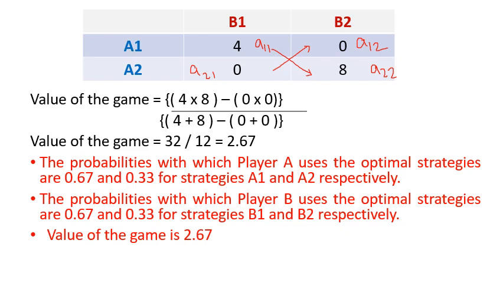So the probabilities with which player A uses the optimal strategies are 0.67 and 0.33 for strategies A1 and A2 respectively. The probabilities with which player B uses the optimal strategies are 0.67 and 0.33 for strategies B1 and B2 respectively. And the value of the game is equal to 2.67. So again it's a positive value. Since it is a positive value, the game is loaded in favor of player A.